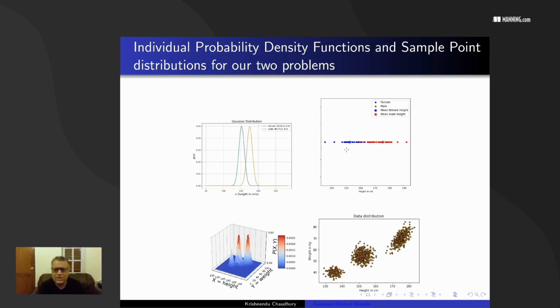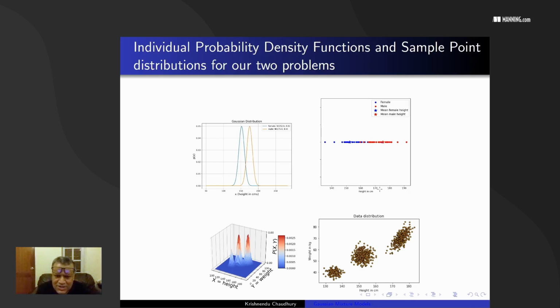All of this is pictorially depicted here. I hope you can see this properly. The diagrams are kind of small, but essentially you will see there are two Gaussians. The blue one is female and the orange one is male, and they have separate mean and variances. This is problem one. So the top row corresponds to problem one, and these are the separate Gaussians representing the probabilities of various heights of Statsville residents. And the right hand side, the second column, basically shows the sample point distributions.